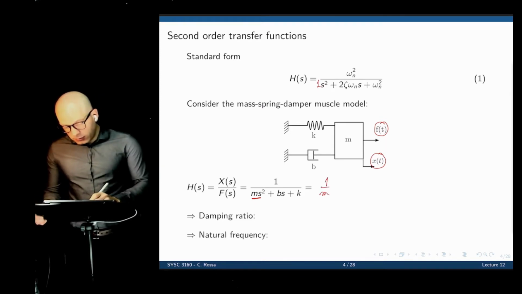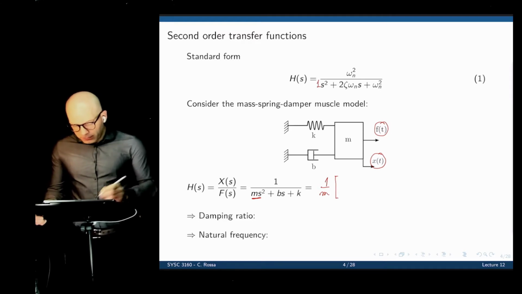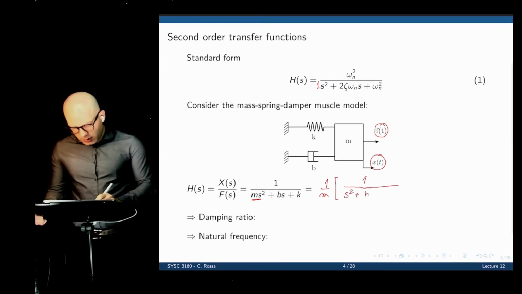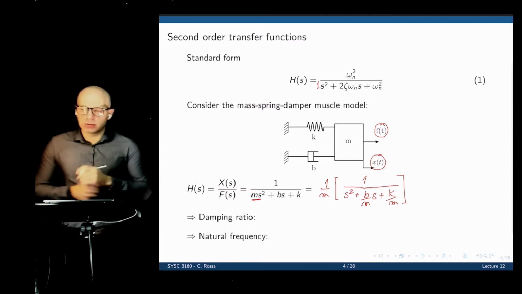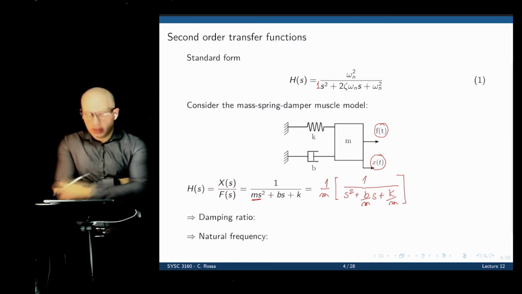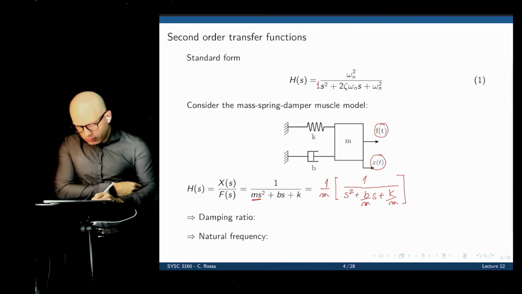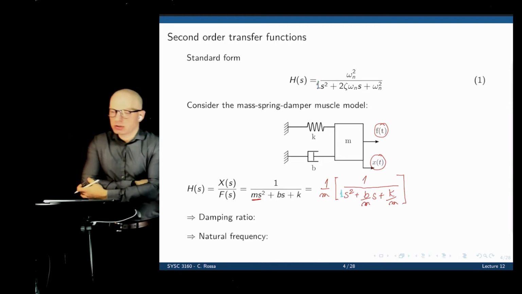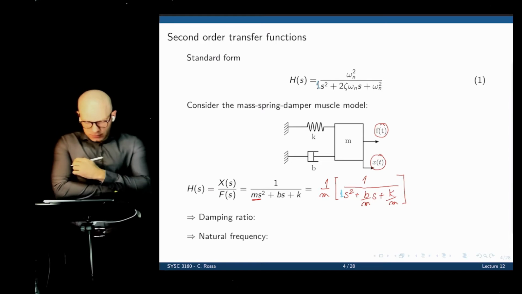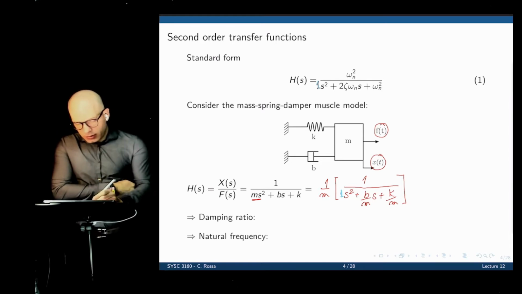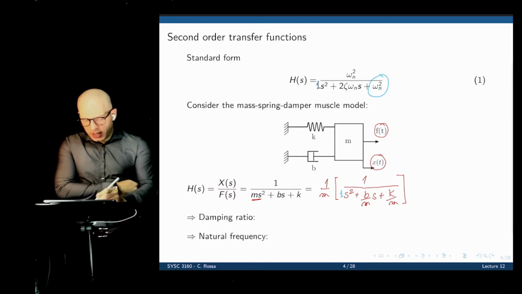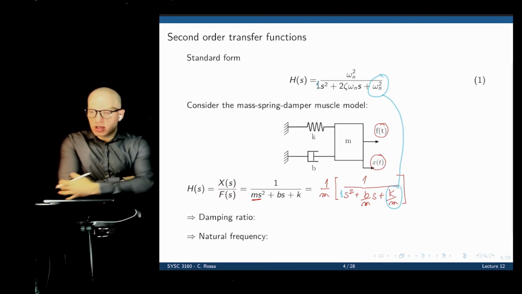If you divide the entire transfer function by 1 over m, we have 1 over s squared plus b over m s plus k over m. If you multiply this out, we'll go back to the same value. And now we have 1 and 1 in front of s squared. So now we can compare the other elements. Omega n squared is the term that doesn't multiply s, and here it is k over m.